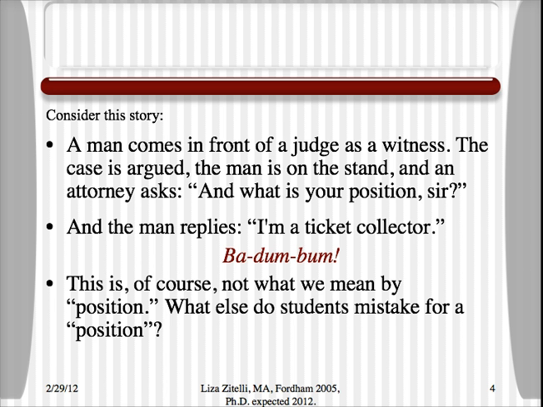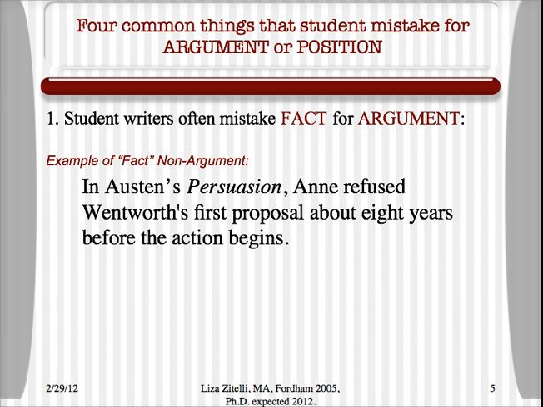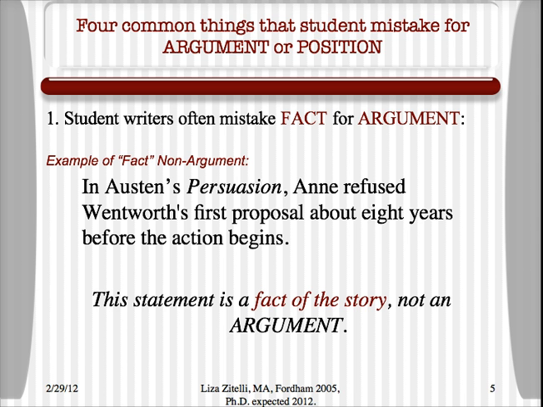What else do students mistake for a position? Here are 4 common mistakes. 1. Student writers often mistake fact for argument. Here's an example of a fact non-argument. In Austen's Persuasion, Anne refused Wentworth's proposal about 8 years before the action begins. This is a fact of the story, not an argument or a thesis.